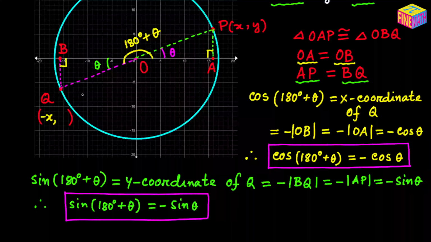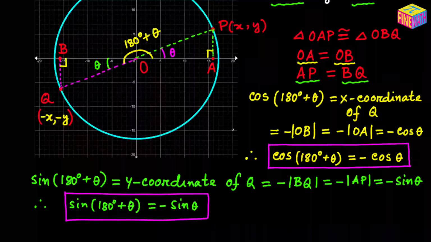Well, the y coordinate of Q is actually negative of the BQ length, and BQ length is nothing but the AP length. It's the same as the AP length, which is the y. So it will be negative of y. So the y coordinate would be negative of y. So here I now wrote that the y coordinate of Q is negative of y. So Q's coordinates are now negative of x and negative of y. So if you know the coordinates of P, then you can easily figure out the coordinates of Q. And because theta is an acute angle, we already know the trigonometric ratios of standard acute angles, and using that knowledge we can easily calculate the trigonometric ratios of angles like 180 degree plus theta.